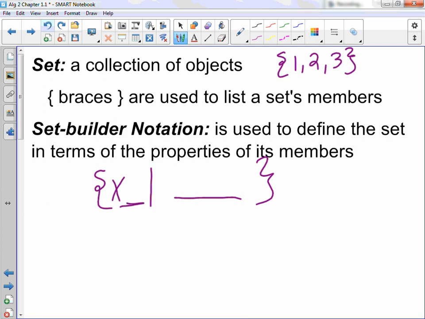Normally, what's going to come after X is this little e, which stands for element. X is an element of some type of number or group of numbers. And then we can attach some properties to it. So we could say X is a real number such that X is greater than 2. So we're talking about all the numbers greater than 2. This is a little bit easier way to write a set of numbers if we're talking about more general or bigger groups of numbers.